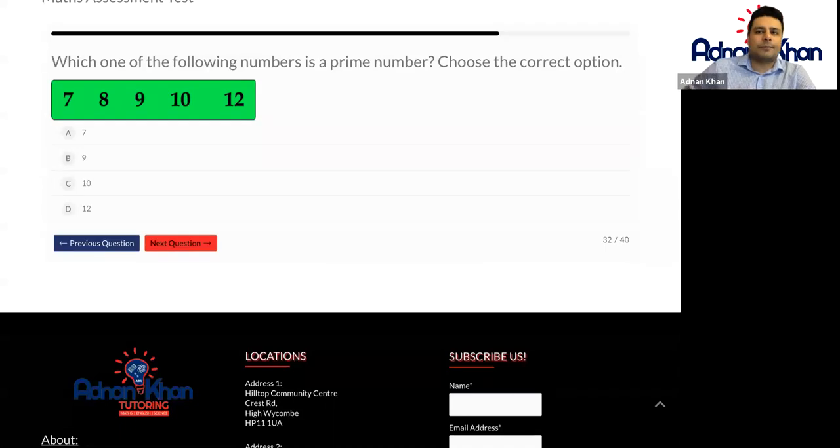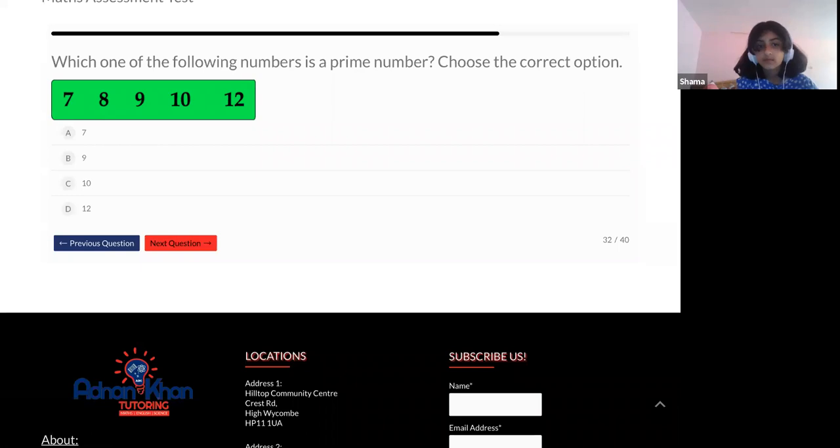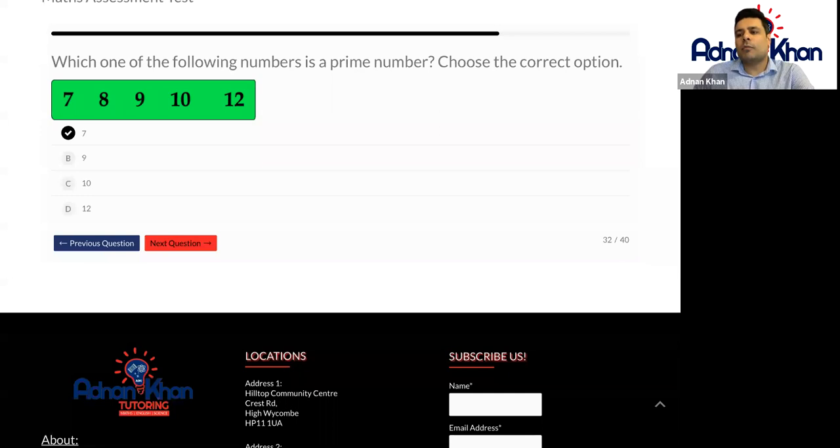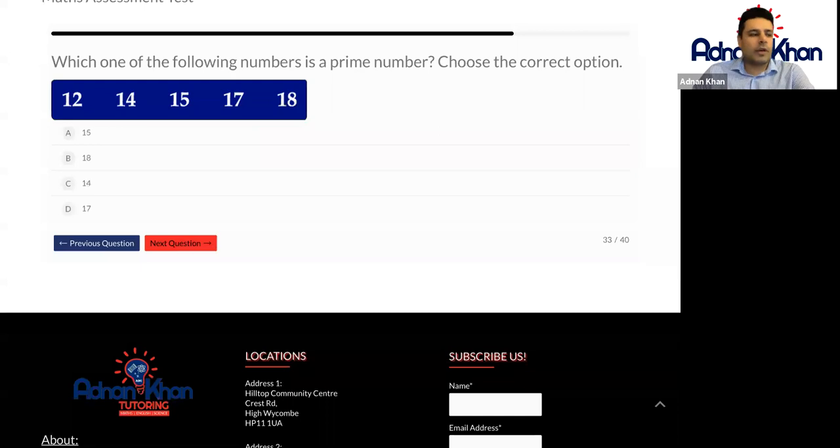And how about the next one? 10. So what numbers can divide into 10? 1 times 10. Yep. Can 2 go into 10? Yes. Can 5 go into 10? Yes. So that means that's not a prime number. So try one more time. 7. Yes, because no other number can divide into 7 apart from 1 and 7 itself. So 7 is a prime number. Well done. And try this one as well, Shama.